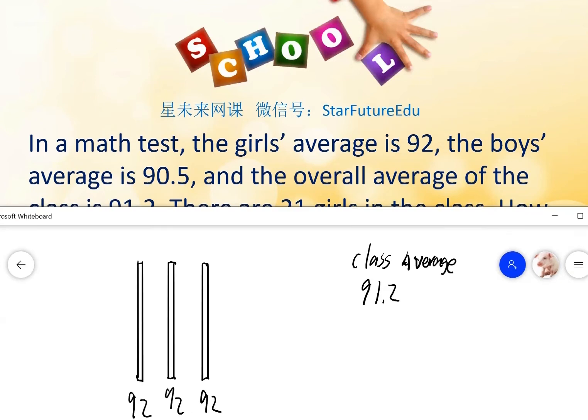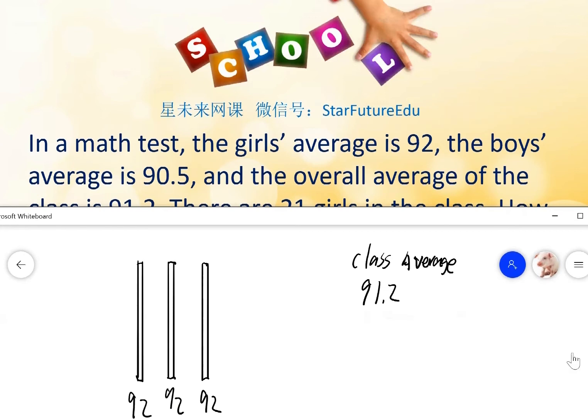Since these girls' scores are all higher than the class average, these girls are like those rich people in the previous example, right? Because their score is higher than the class average. It's similar to rich people having more money than the average. So these girls can put some score into the score bag. Yeah, so each girl should put 0.8 into the score bag.